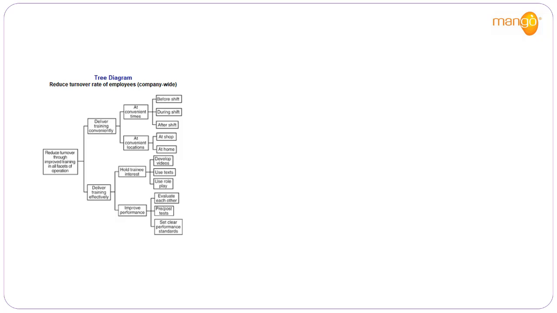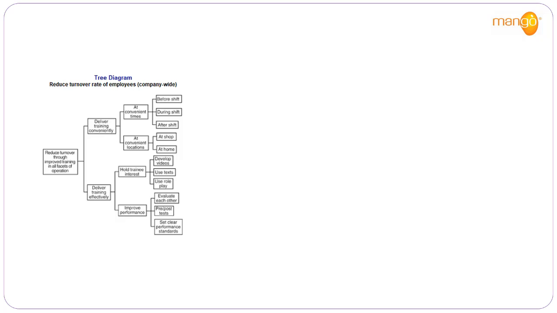And then the effectiveness of the training. How effective will the training be done? How you're going to hold the trainees' interest. You're going to improve their performance. So what are you going to do? You're going to develop videos, texts, role play, evaluating each other. There could be buddy training. There's all sorts of different ones there you could use.